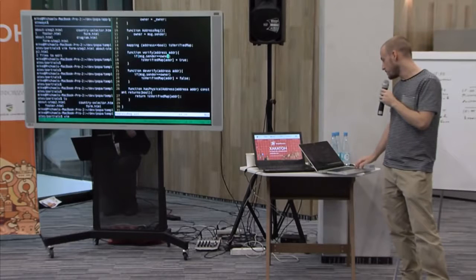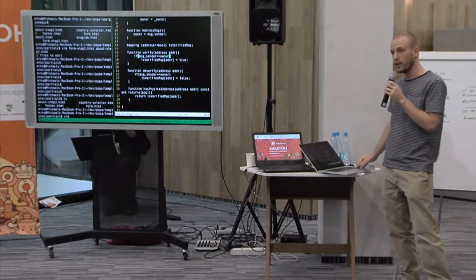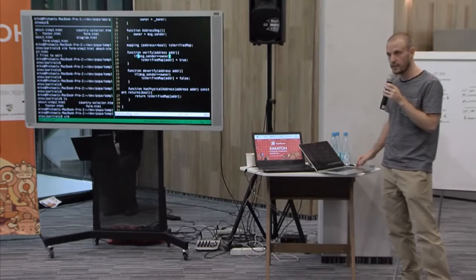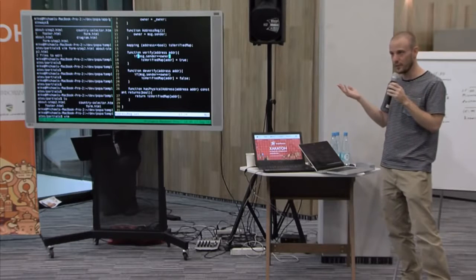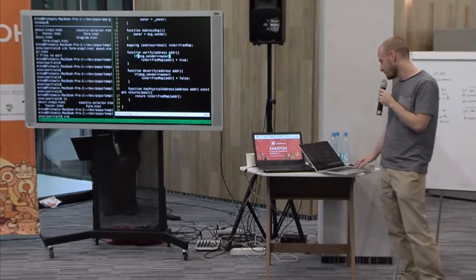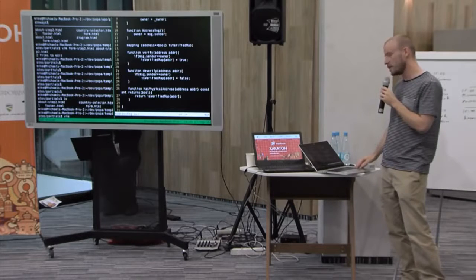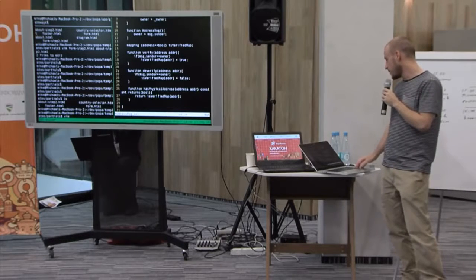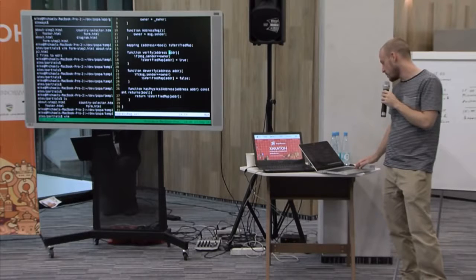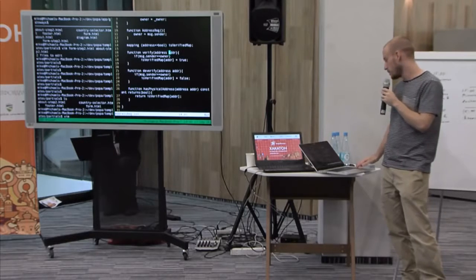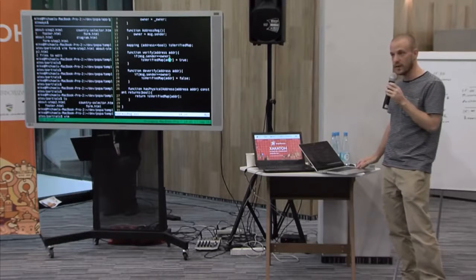First thing we do, we say if message.sender equals owner, so the person who deployed the contract. My colleague Igor is the person who deployed this contract. If the message sender is the owner, we add the address which we're passing in as an argument to this mapping that we have here. This is just like a hash table. The key is going to be the address, and we're going to set the value to true.